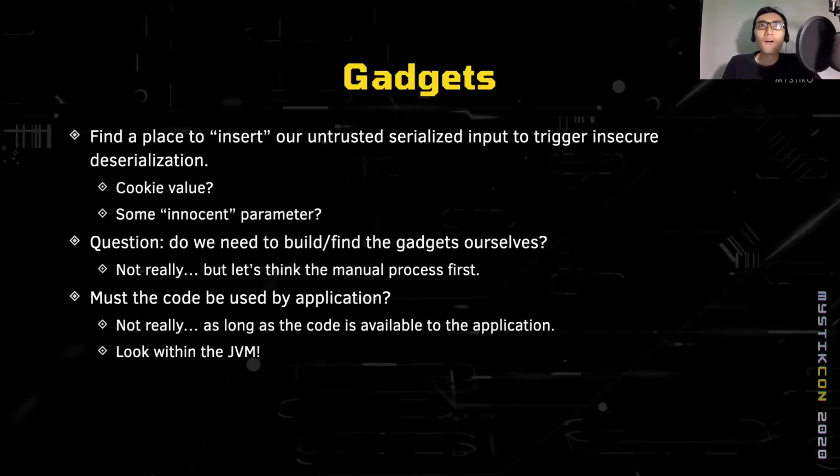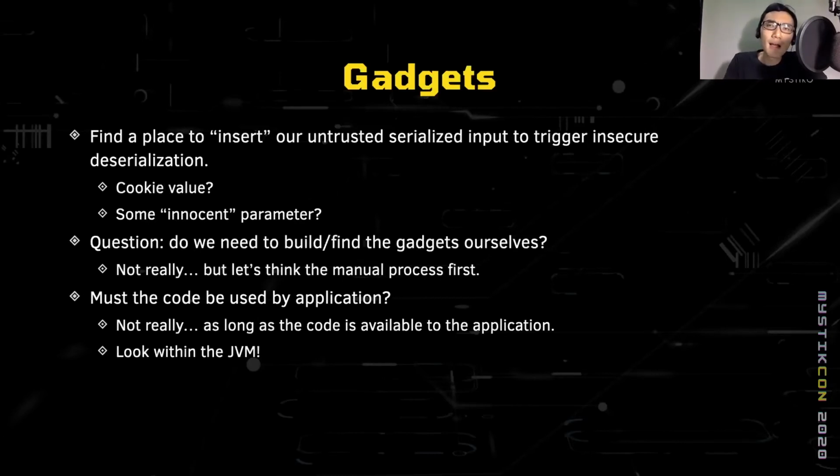Unfortunately for the developers, and fortunately for the attackers, the answer is not really. You can find pre-built gadget chains. And must the code be used by the application? Not really, as well. As long as you can access the code somehow, even if the application isn't actually using the code in production, it's fine. So the idea here is I'm basically living off the land, in this case the vulnerable application, making use of the code in the vulnerable application to do something that the attacker wants to do.